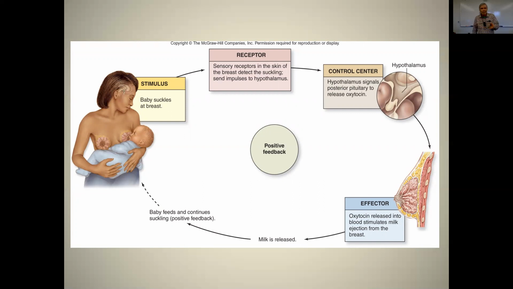Labor is a couple more of these positive feedback mechanisms in females. Labor is the same way. The baby's head pushing against the cervix causes the hypothalamus to release the same thing, oxytocin. Oxytocin travels to the uterus and causes contraction of the smooth muscle of the uterus. That causes the baby's head to be pushed harder into the cervix, which causes more stimulation to the hypothalamus, which causes more oxytocin to be produced until the baby is expelled. And then the oxytocin is turned off.